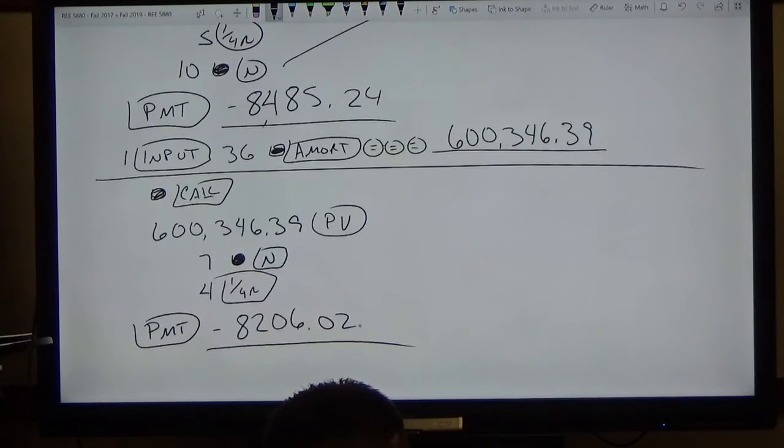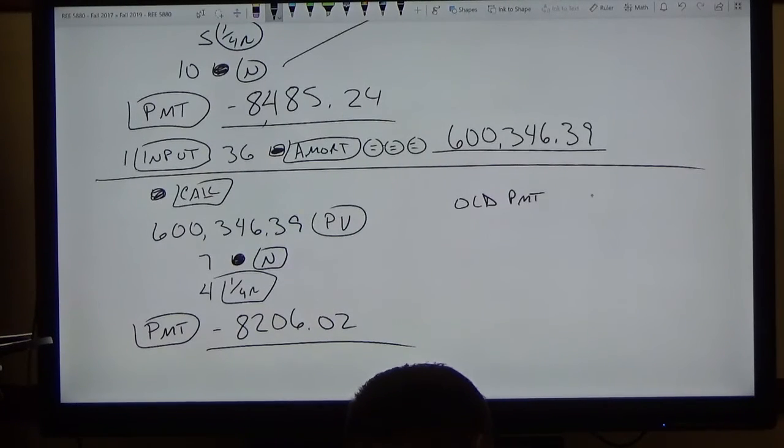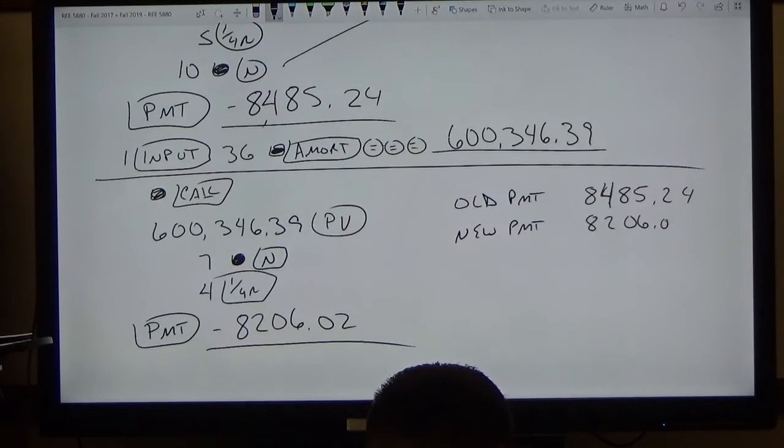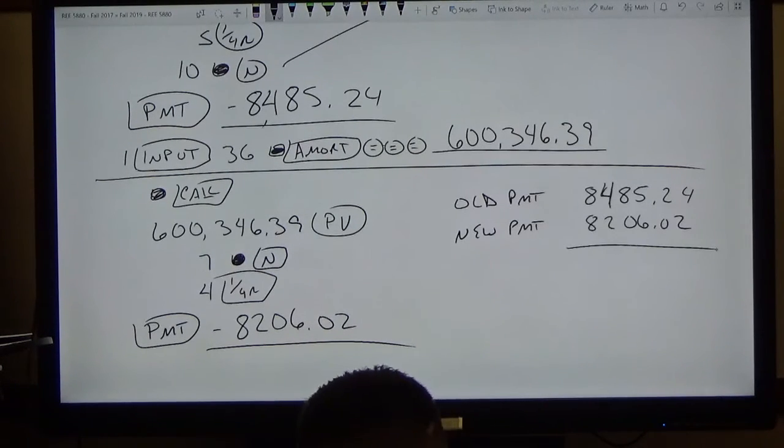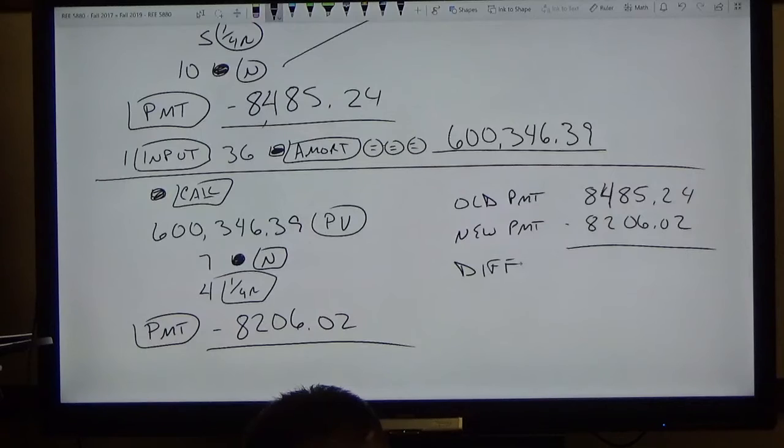Okay, so now, old payment was 84.85.24. New payment, 820.602. Difference, $279.22.